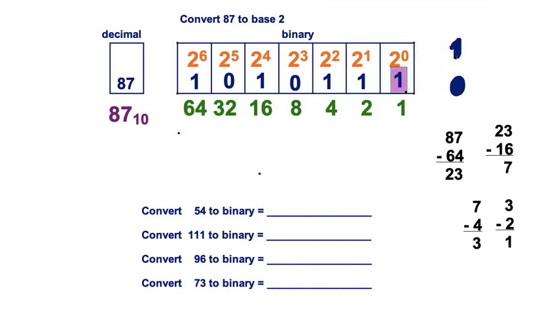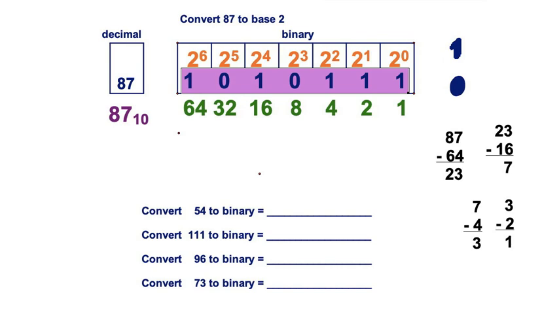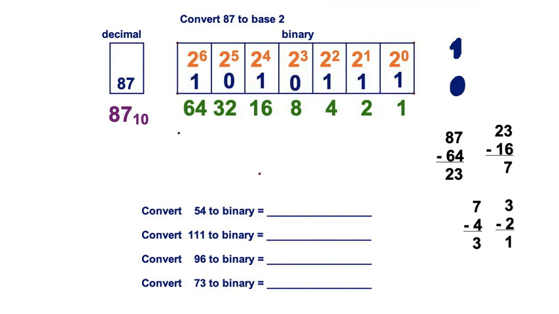Heavens to Murgatroyds, look at that. You've got 1, 0, 1, 0, 1, 1, 1, base 2. That's going to be your 87. I hope I've got it written out somewhere. Yeah, do I? Well, let me see. There we go. That's your conversion, base 2.